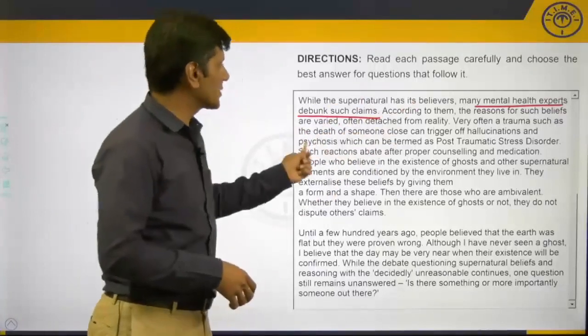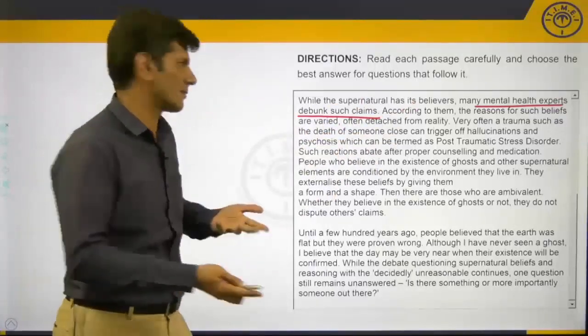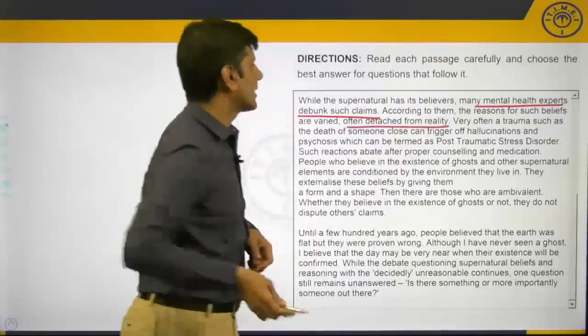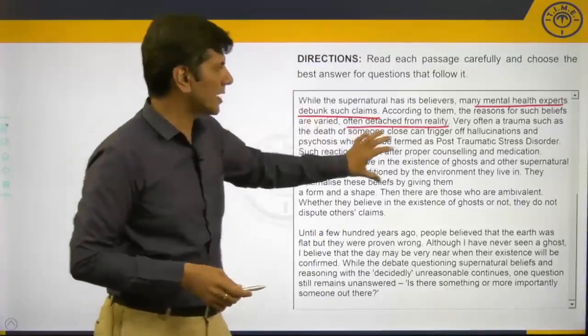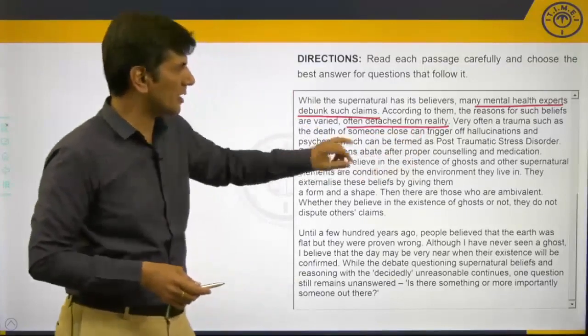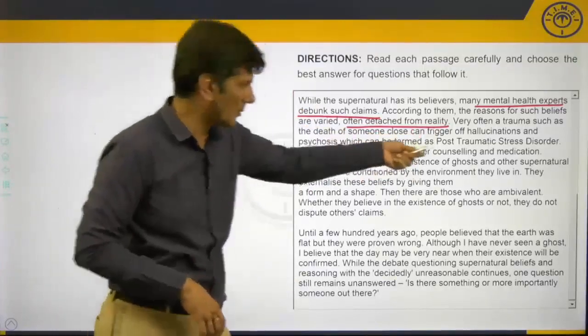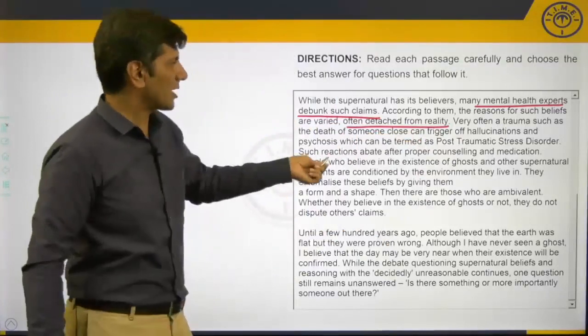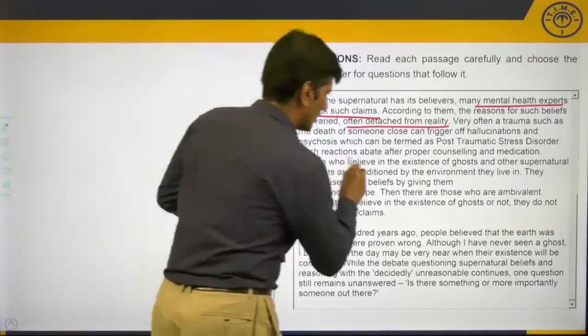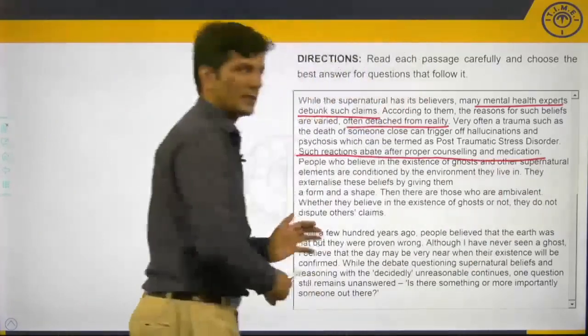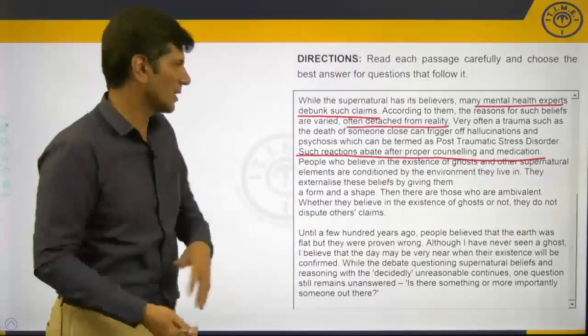According to them, the reasons for such beliefs are varied, often detached from reality. So this is one reason why they debunk. Very often a trauma such as death of someone close can trigger off hallucinations and psychosis, which can be termed as PTSD, post-traumatic stress disorder. Such reactions abate after proper counseling and medication. Now, such reactions abate after counseling, medication.